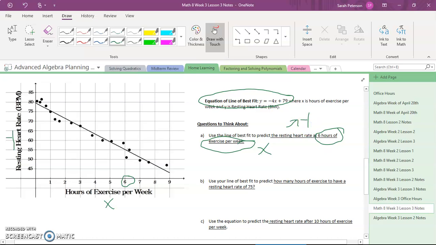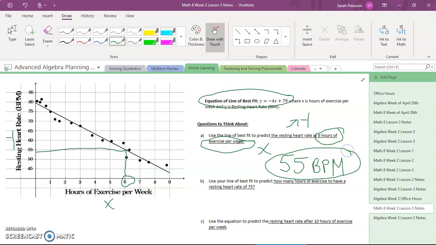So I'm going to use my graph because it says use a line of best fit. So I'm going to say, okay, at 6, I'm going to look at my line of best fit. At that point, it looks like the resting heart rate is about 55 BPMs. And I think that stands for beats per minute. Okay, so 55 beats per minute at 6 hours of exercise.